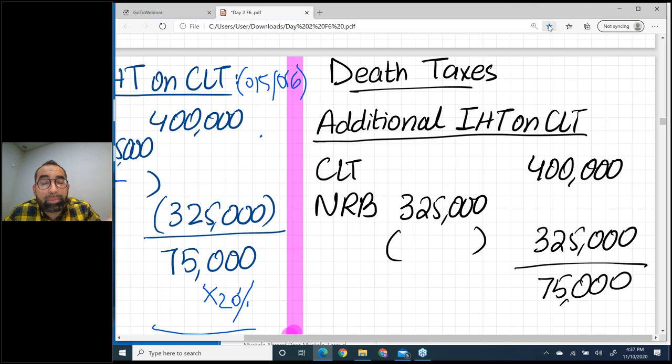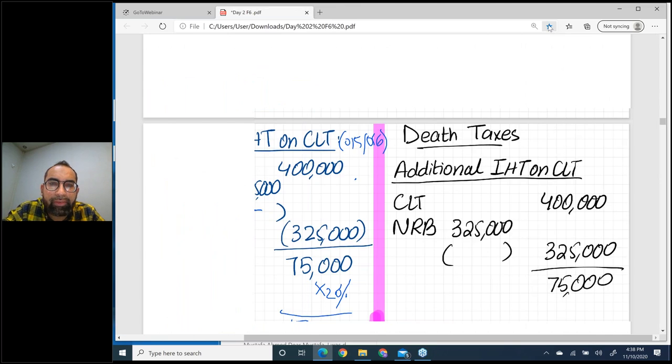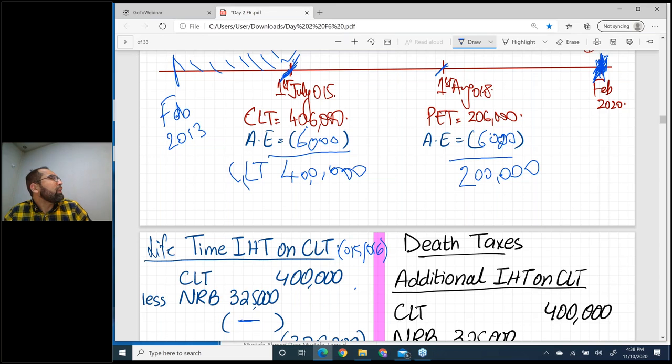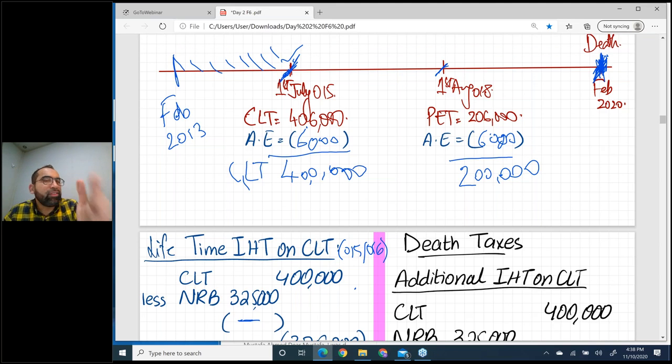Now, very important, the biggest mistake students make. Listen, for 7 years, you don't have to stand at the date of death. You have to stand at the date of gift, and you look back 7 years. The date of gift is 1st July 15. If you look at the last 7 years back from 1st July 15, there is no gift. So that means your total NRB is unused.